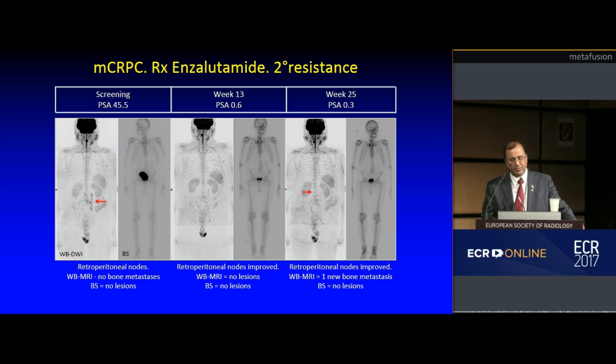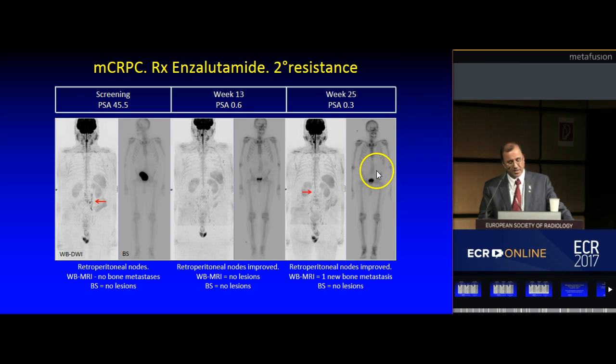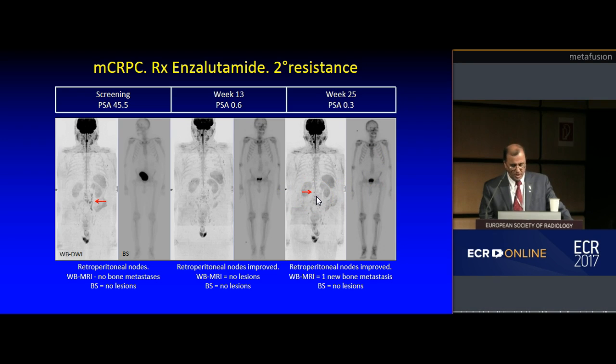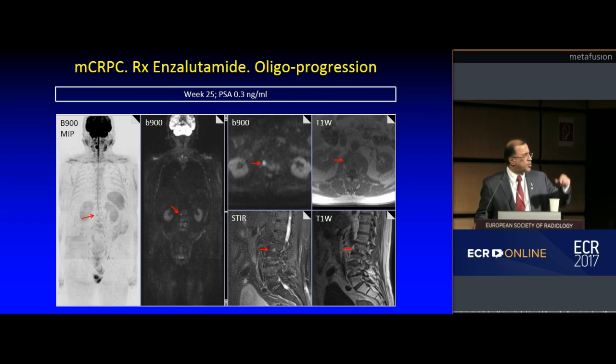Now at week 25, you can see the PSA is still suppressed, so your current tool says the patient is responding. The bone scan is negative, so everything seems to be okay, but here we have a lesion. How do we know this is a lesion? Well, because of the whole body MRI protocol, and we have 2 prior scans, we can go back and say, what is that lesion? Was it there the last time? And it wasn't. This is a new lesion.